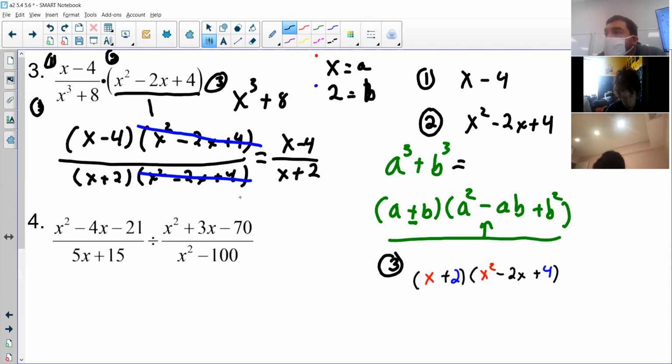Where's the second cube? Where is the second cube? 8 is a cube because 2 times 2 times 2 equals 8. 2 cubed equals 8.